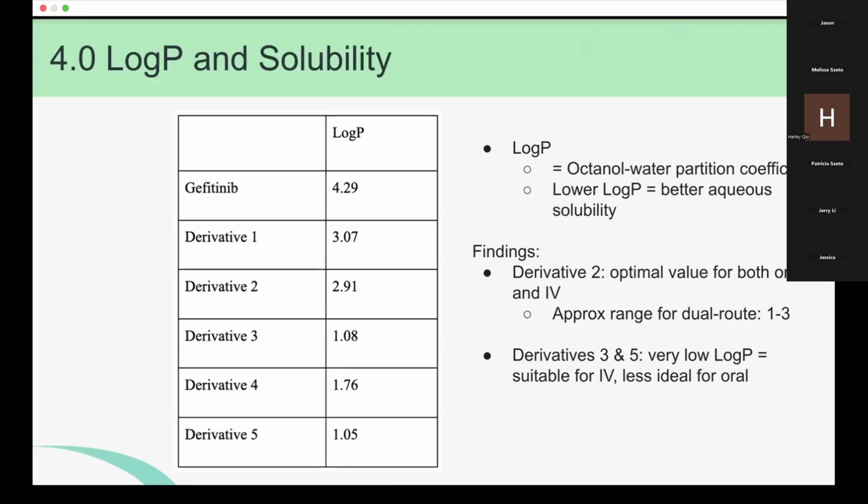The value tells us whether a drug dissolves better in water or oil, which is very important for figuring out if it can be injected or swallowed, like taken orally or through IV injection. The ideal log P value for drugs that can be used both orally and by IV is about 1 to 3. So D2 had the best log P value in that range, meaning it could work well both by mouth and by injection. And D3 and 5 had very low log P values, so they are good for IV use, but they may be too hydrophilic for oral delivery.